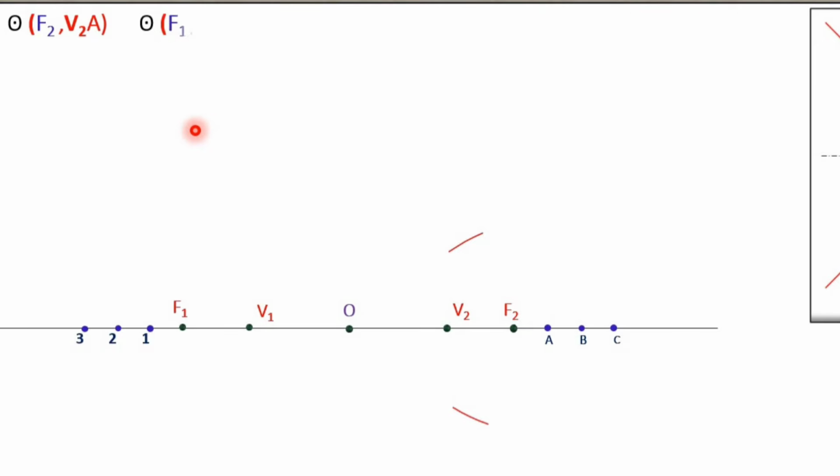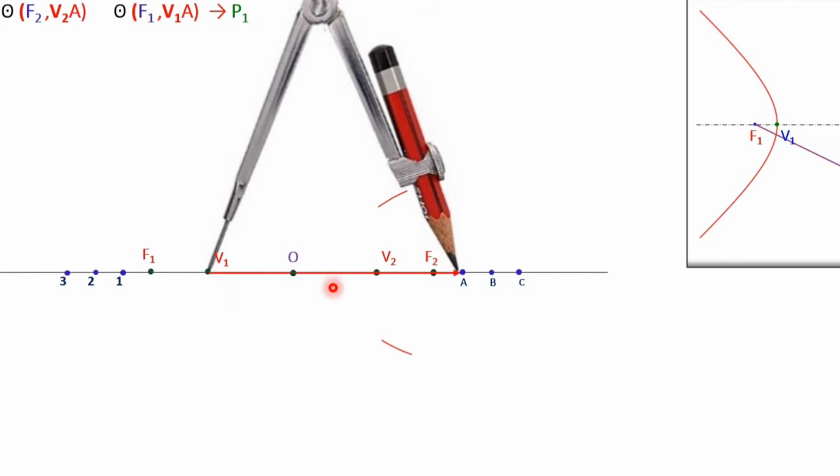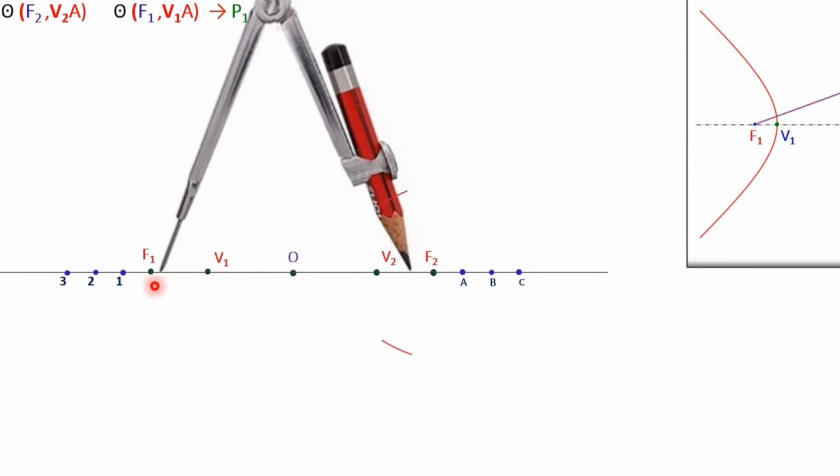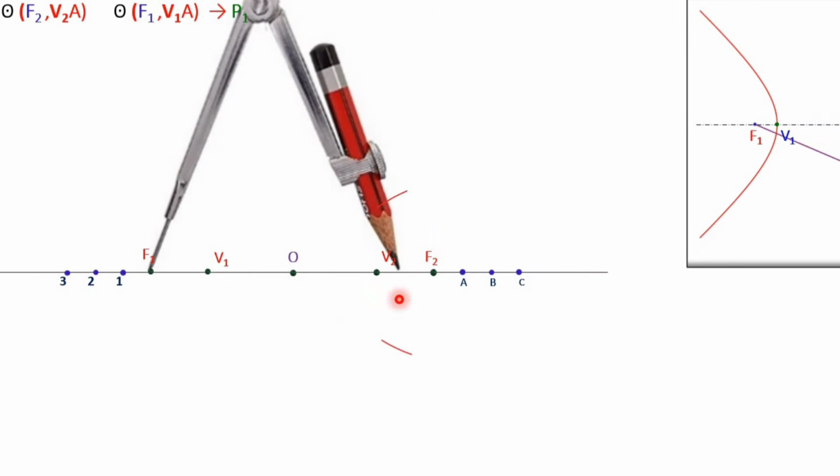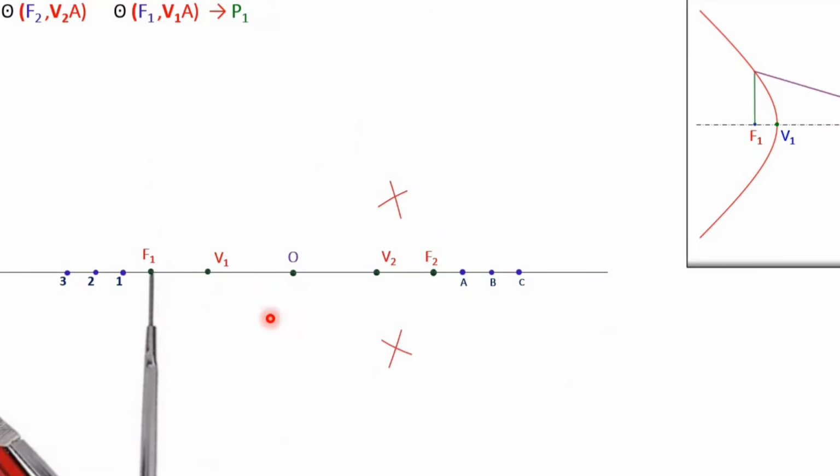Next step. Set the radius that is exactly equal to V1A, and draw the arc with F1 as the center. So set the radius exactly equal to V1A. Draw the arc with F1 as the center. So here it is F1, and you have to draw the arc on both sides of this horizontal line, so that you will get the P1 point. The intersection point is P1. So mark it as P1.